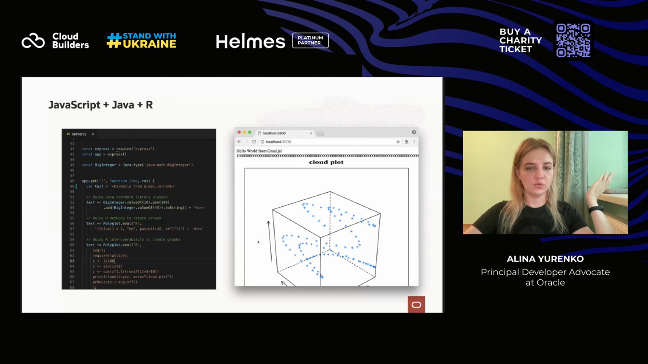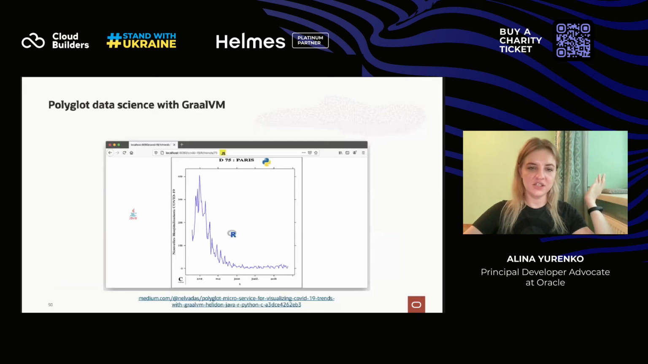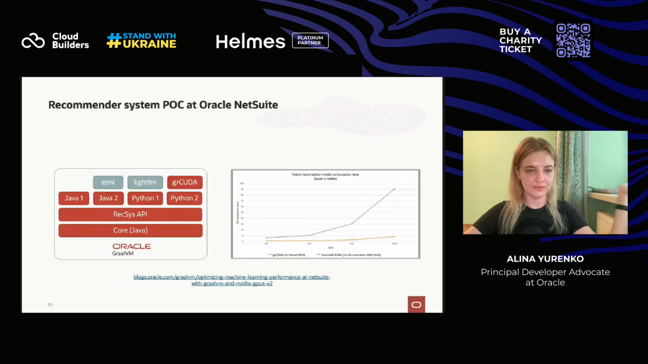Or you can even do more crazy things. Like, for example, here we are combining JavaScript, Java, and R to build such an application. Or another example that I like, this was actually built by one of our colleagues back when COVID was just starting. It's a data science application that is using Java, JavaScript, Python, and R to analyze and build COVID trends in a specific region. And it's using separate libraries from all those languages to produce such charts.